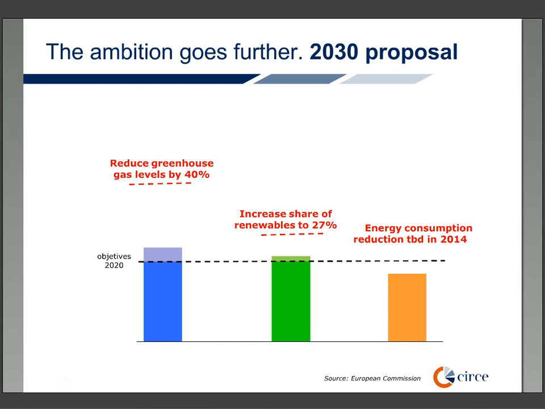Also, renewable energy will play a key role in the transitions towards a competitive, secure, and sustainable energy system. The Commission proposed an objective of increasing the share of renewable energy to at least 27% of the European Union energy consumption by 2030. Lastly, the European Commission has proposed a 30% energy savings target for 2030, following a review of the Energy Efficiency Directive that we have talked about.